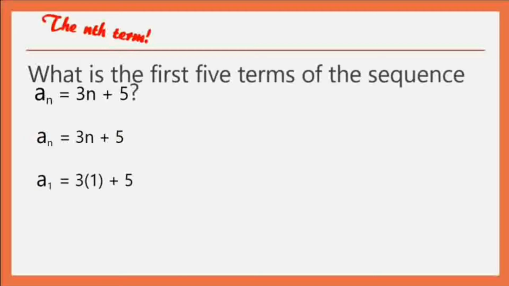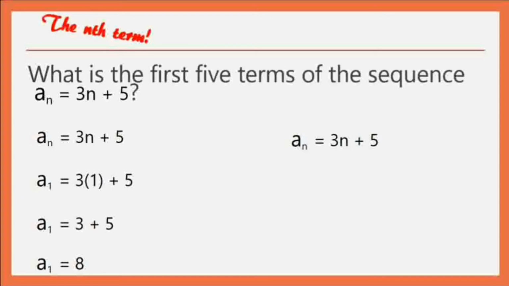So first, we need to solve our A sub 1. So A sub 1 is equal to 3 times, we substitute 1 for our n. So in our 3 times n, we also substitute our n with 1. So 3 times 1 plus 5. Then perform the operation. So A sub 1 is equal to 3 times 1 is equal to 3 plus 5. So A sub 1 is equal to 8. Our first term is 8.